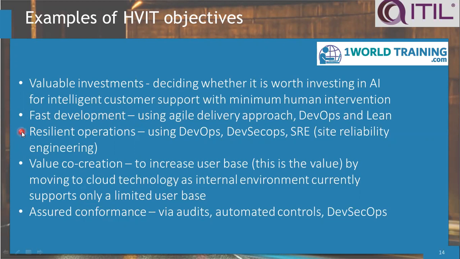Examples of resilient operations objective could be usage of DevOps, DevSecOps, SRE, site reliability engineering. An example of meeting the value co-creation objective could be by increasing the user base, because the user base is the value statement or the value proposition. And this could be done by moving to cloud technology, as internal environment currently supports only a limited user base. Examples of assured conformance for HVIT could be through audits, automated controls, DevSecOps, and other examples possible.